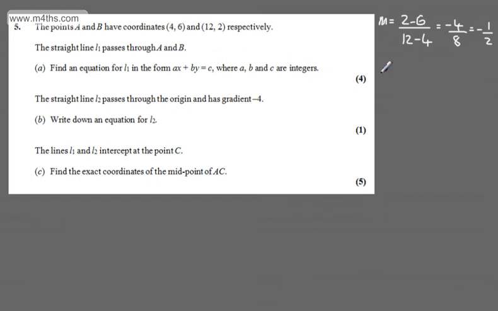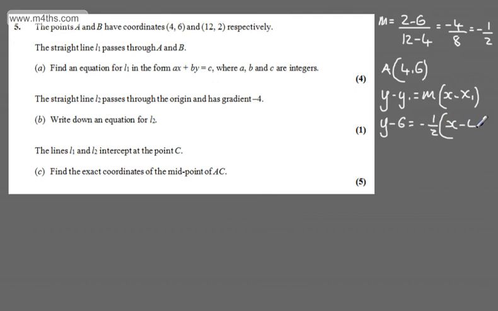So the gradient is minus 1/2. I'm going to choose A, but of course you can choose B if you like. So I've got this point A, and that's (4, 6). The equation of a straight line is y - y1 = m(x - x1), where m is the gradient. At this stage, of course, you can use y = mx + c. Subbing in, y - 6 = -1/2 multiplied by (x - 4).